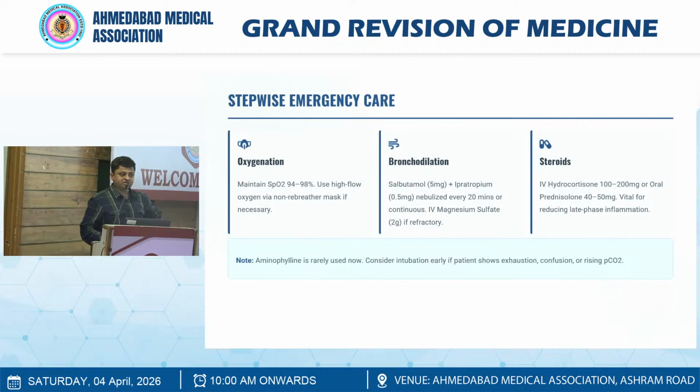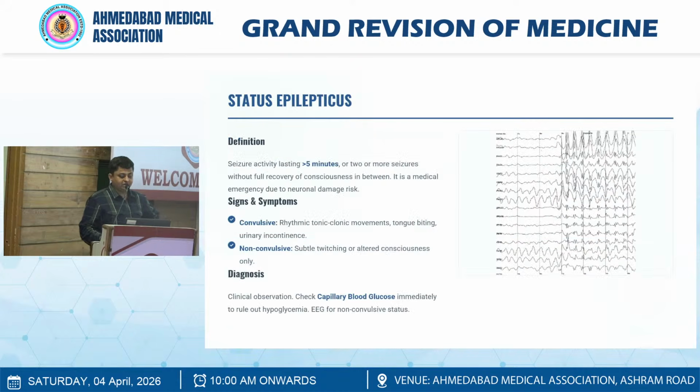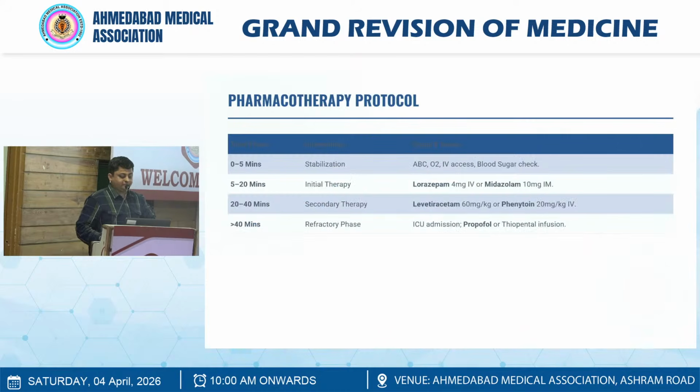In status asthmaticus, it has to be given IV only. Epilepticus. First of all, they ask the definition: seizure activity that lasts for more than 5 minutes, or 2 or more seizures without regaining consciousness in between. Signs and symptoms: convulsive, rhythmic, tonic-clonic movements, tongue biting, urinary incontinence. Diagnosis: clinical observation, check capillary blood glucose for hypoglycemia.